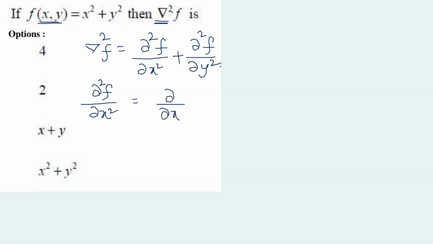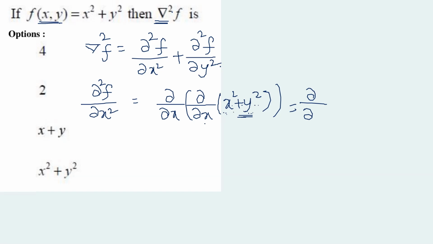Now let's find each term, that is dou square f by dou x square, which yields dou by dou x times dou by dou x of x square plus y square. When we are obtaining partial derivative of given function with respect to x, we need to treat all other variables as constants. So here y is a constant. Now let's find the derivative. So the derivative of x square is 2x. And y is constant, so derivative of constant is 0.